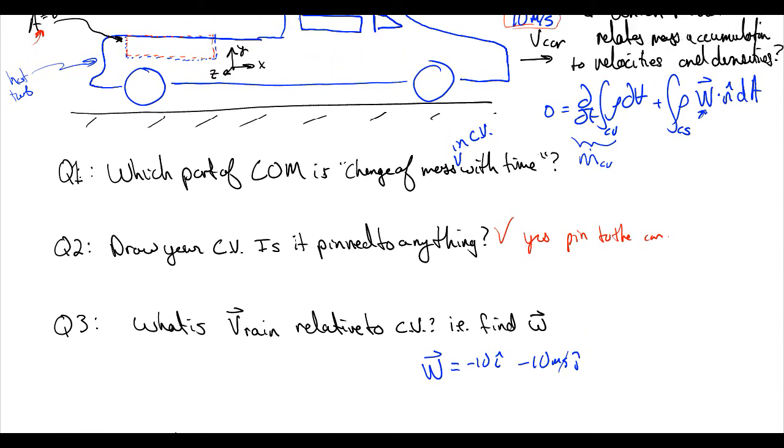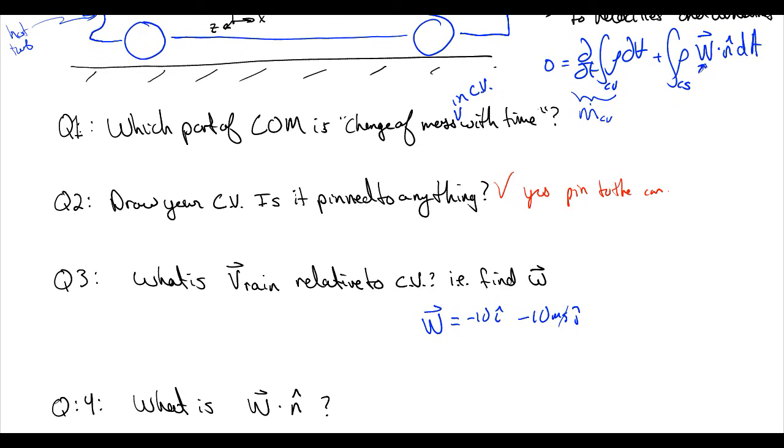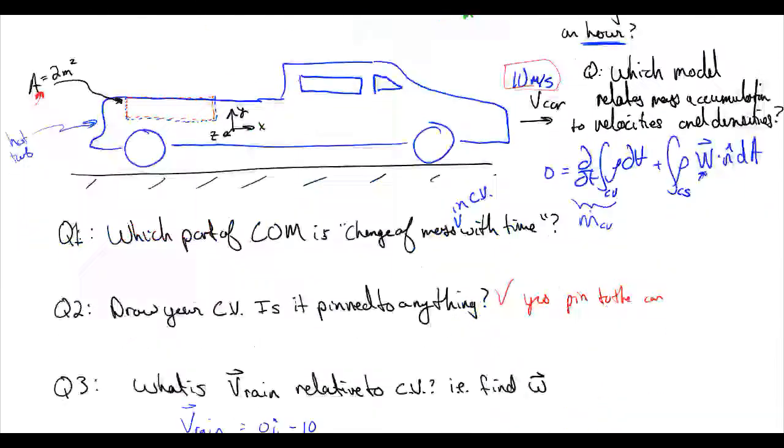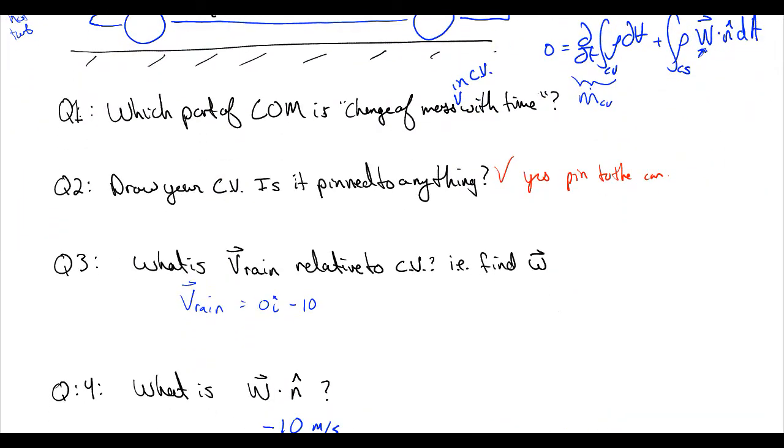So now what we need to do is figure out what the velocity of the rain is relative to the CV, i.e. find w. Looks like I did not erase that before. Okay, so if we're going to find w, we can do that. So the velocity of our rain, V rain, is equal to 0 i hat minus 10 meters per second j hat.